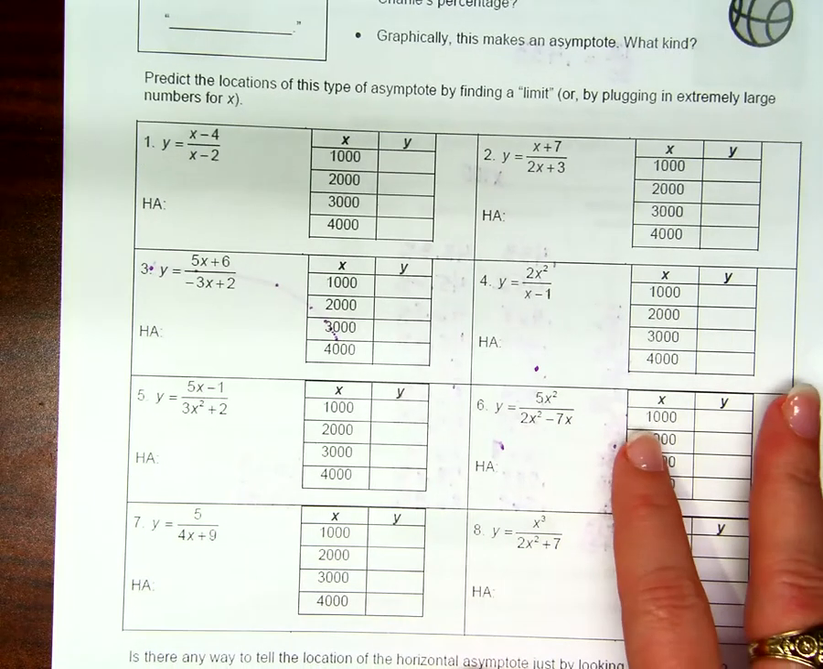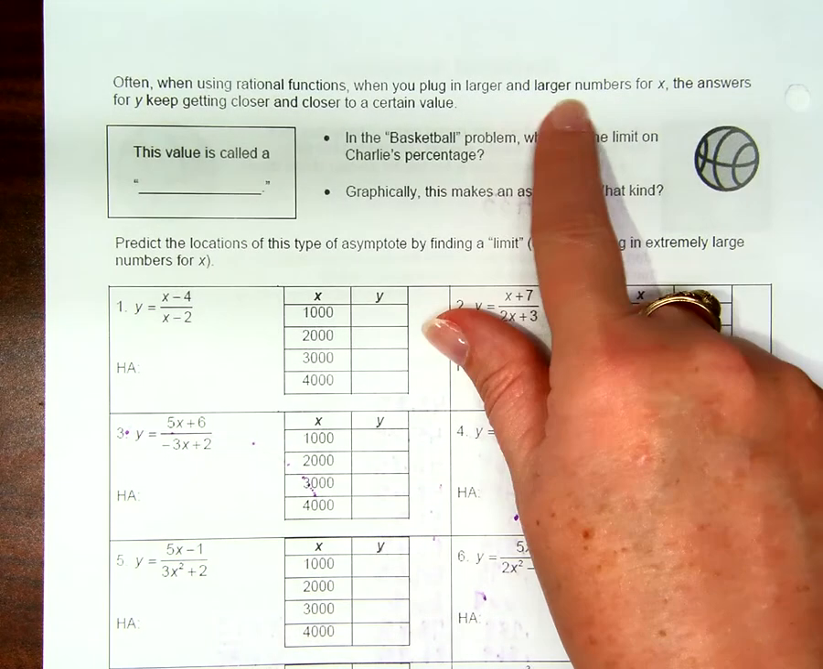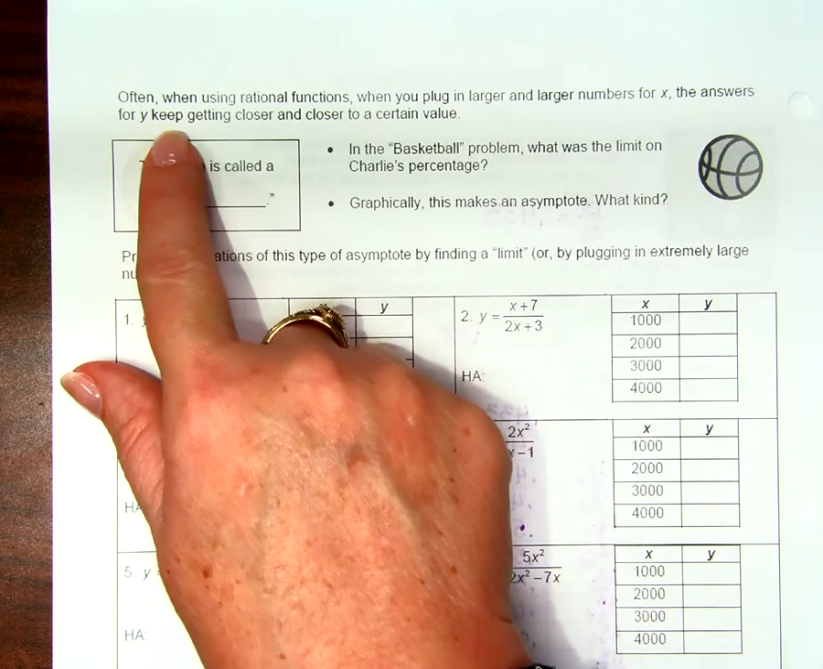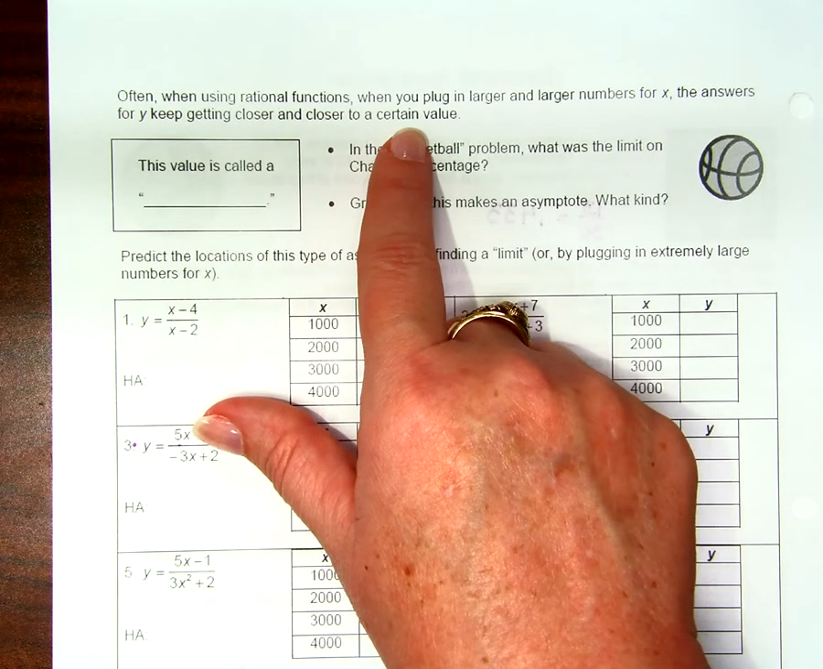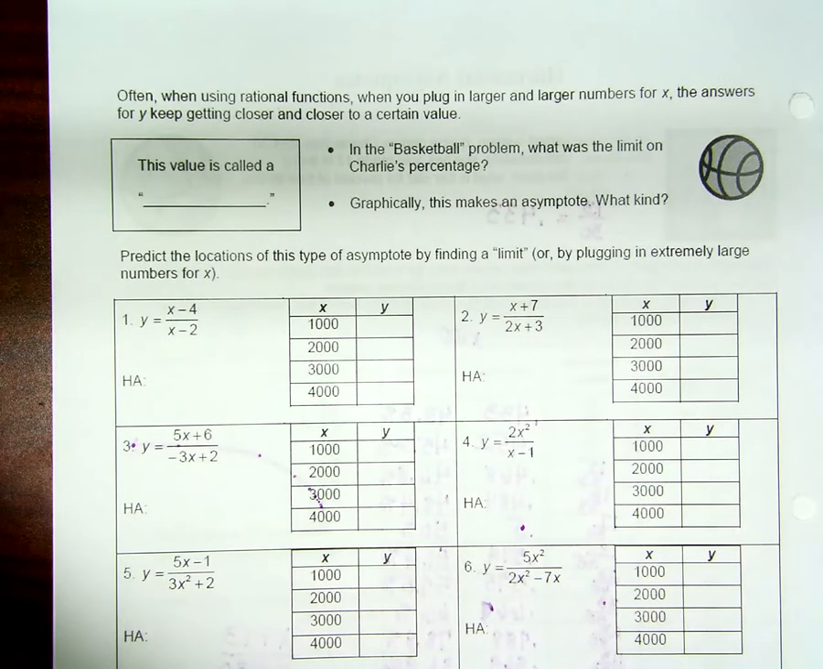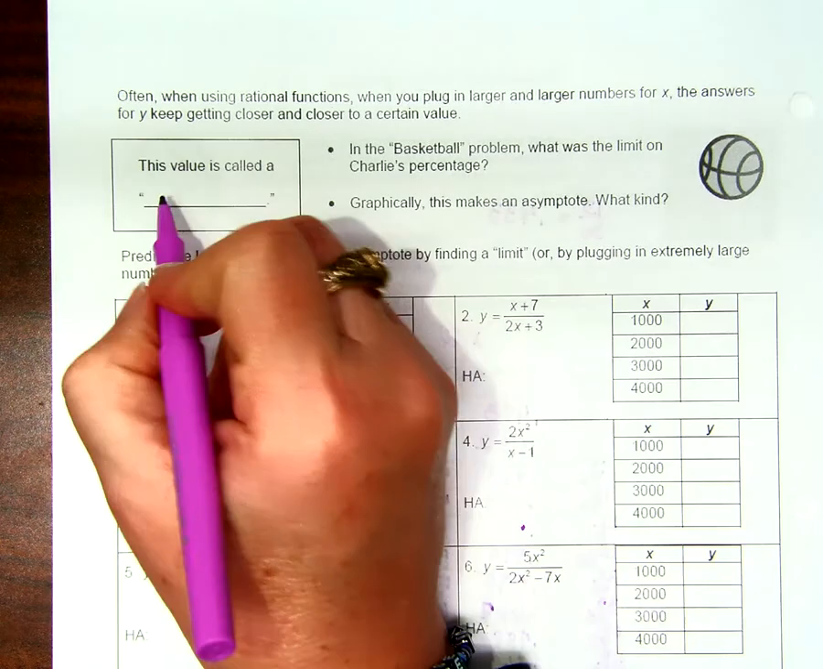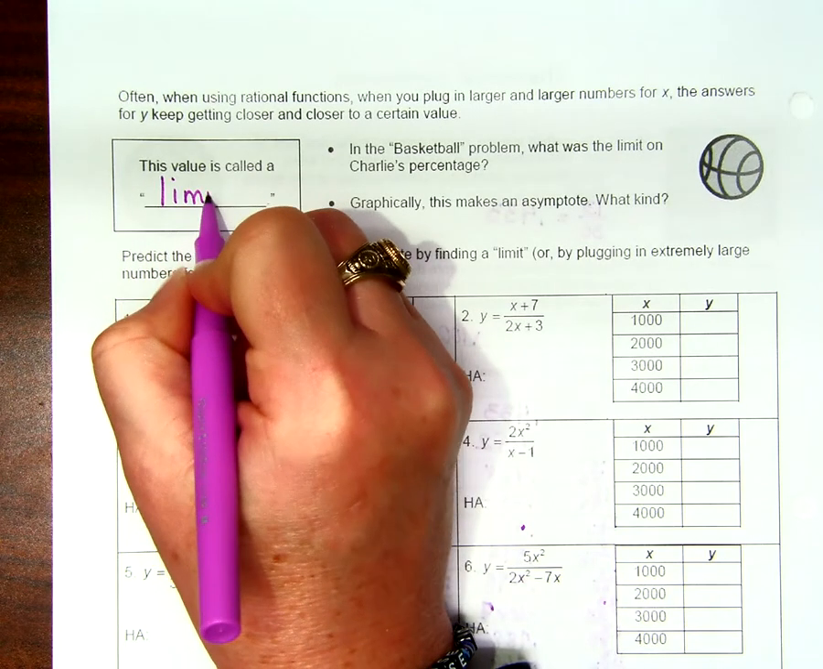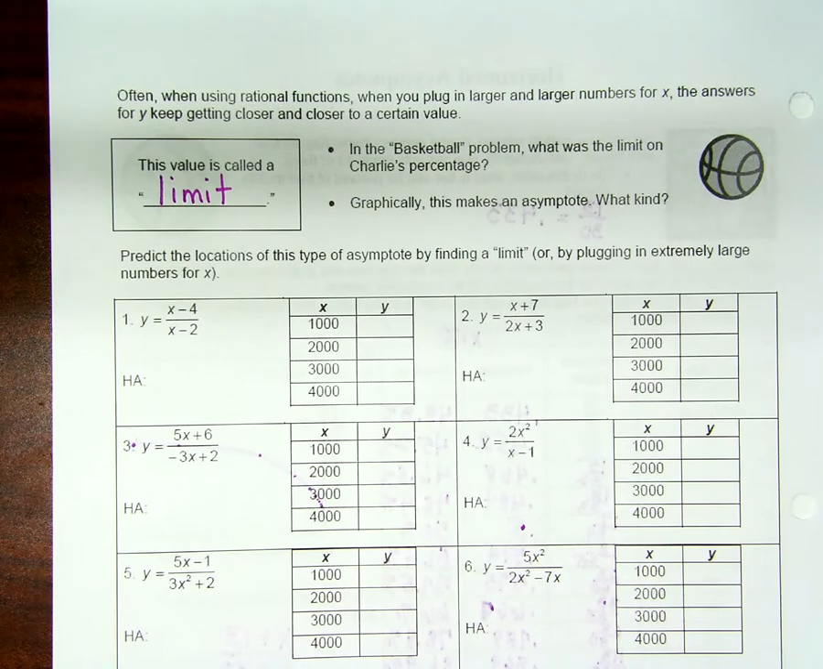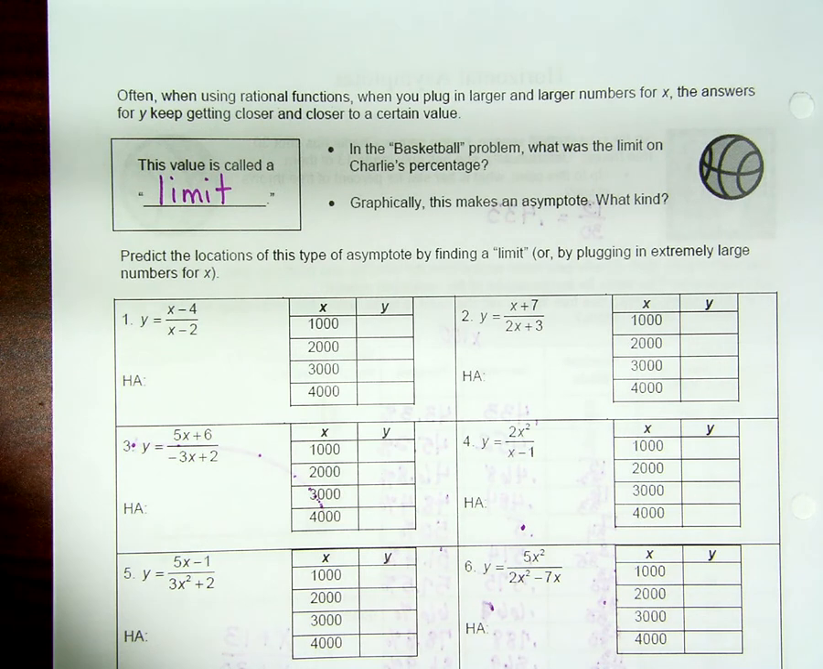Often when using rational functions, when you plug in larger and larger numbers for x, the answers for y keep getting closer and closer to a certain value. That value is called a limit. When you get to pre-cal and calculus, Mrs. Patton is going to be very happy that we've talked about a limit. Now, we've talked about a limit on Algebra 2 level. You'll talk about limits on pre-cal and calculus level when you get there.